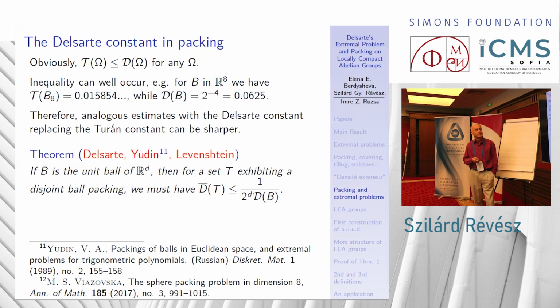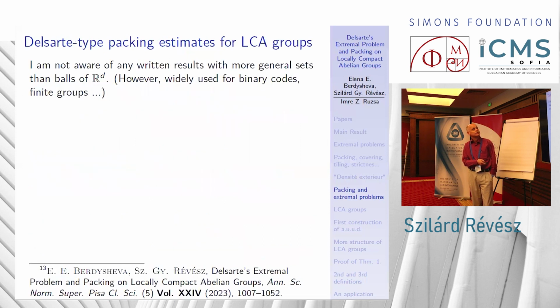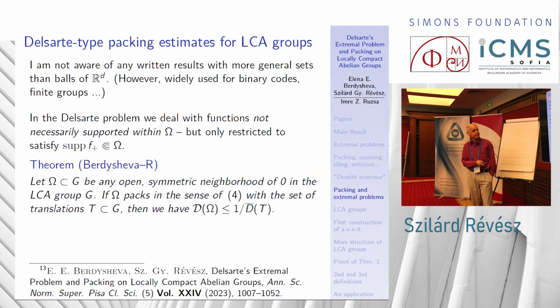Okay, trigonometric polynomial or the torus setup to Kabatiansky and Levenshtein. And so this is the well-known Delsarte bound for the packing density, which is sometimes exact. So the difference between the Delsarte and Turán, that we don't assume the whole function to be supported in omega, only its positive part. And then here is the result. Let me just recall it again.